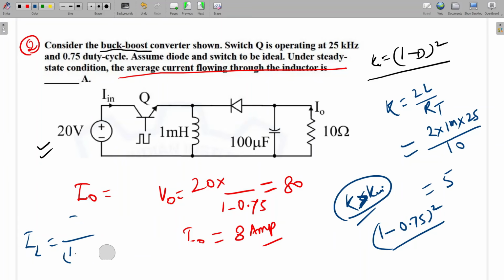Like this, you can comment if you find it. Sometimes in the exam also this will happen. We are seeing some other converter and we apply some other formula. So we should be careful.